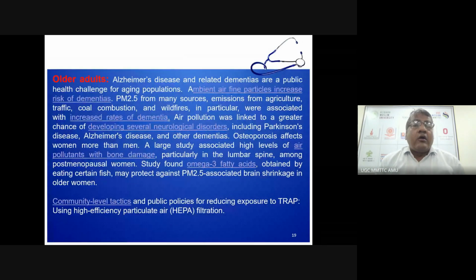Now, older adults. In adults, one of the effects of air pollution is Alzheimer's disease, and related dementias are public health challenges for aging populations.